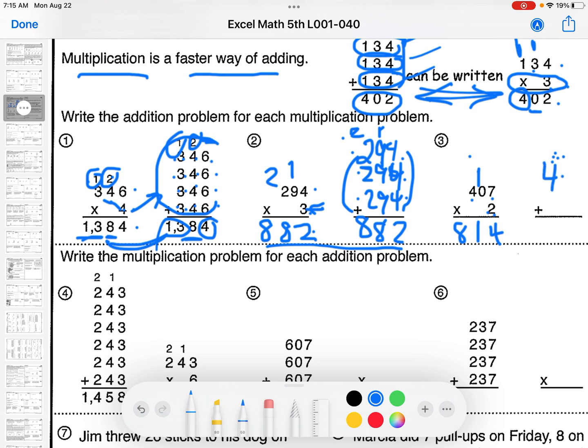Should have written 407 2 times because it's 407 times 2. 7 plus 7 is 14. Regroup with the 1. 0 plus 0 is 0. Plus 1 is 1. 4 plus 4 is 8.